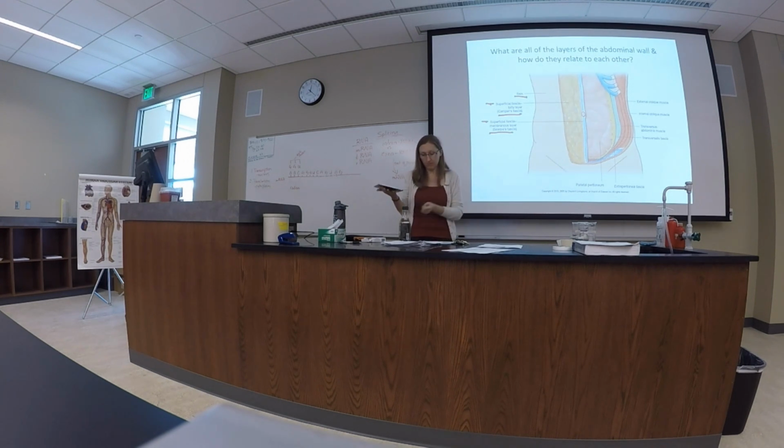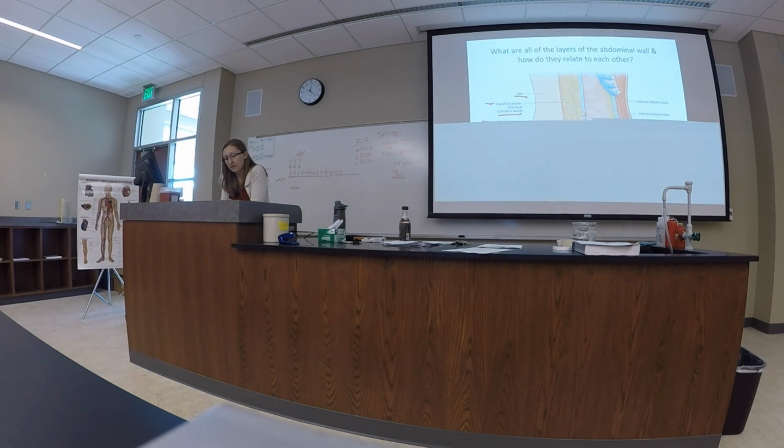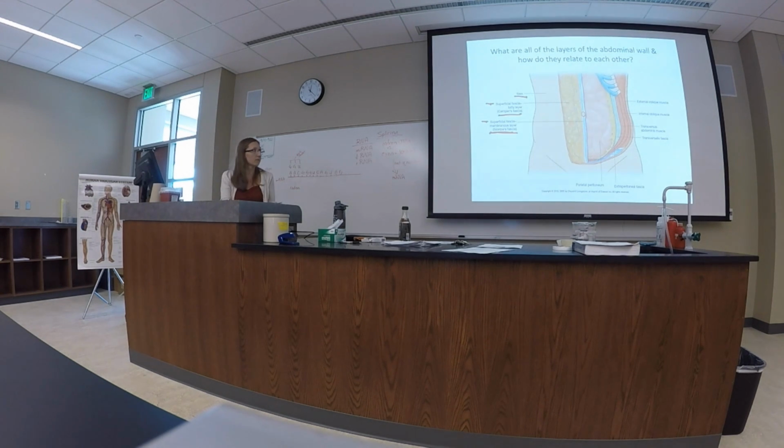Oh, this fatty layer right underneath the skin. And then the Scarpa's fascia is a thin membranous layer without fat accumulation right underneath. They actually merge and become one layer down low in the abdominal wall. You'll see that in a later figure, I think.